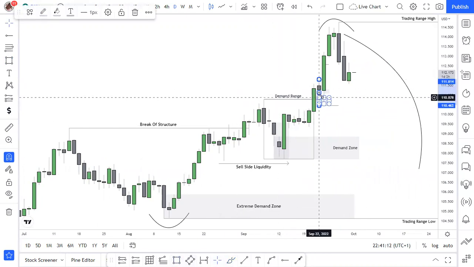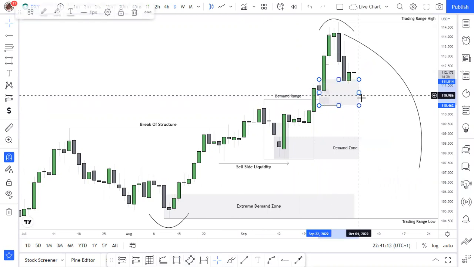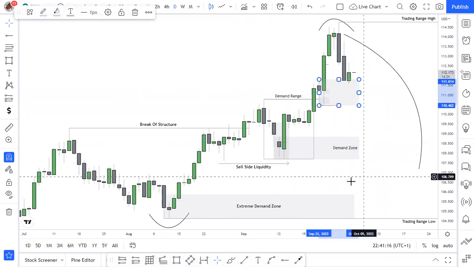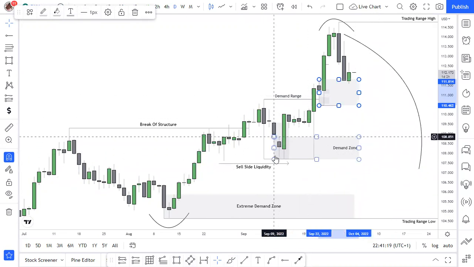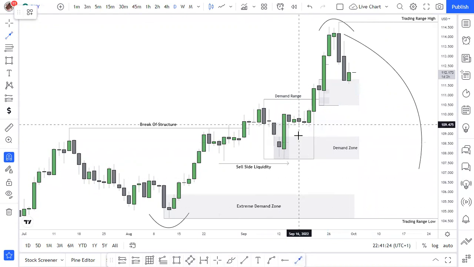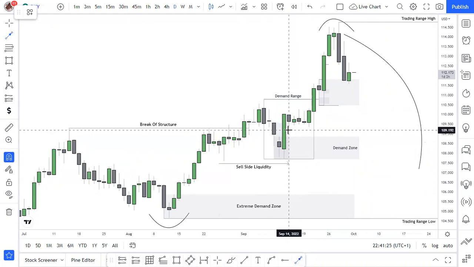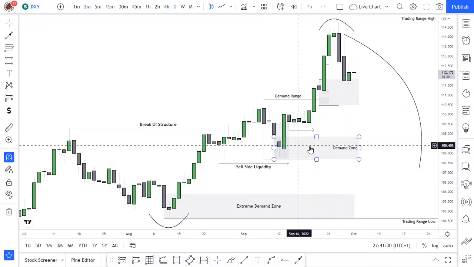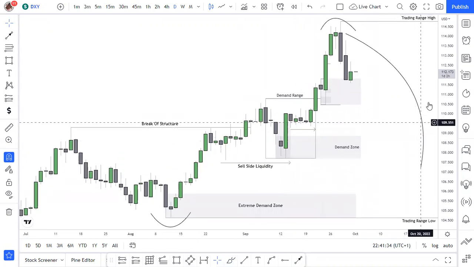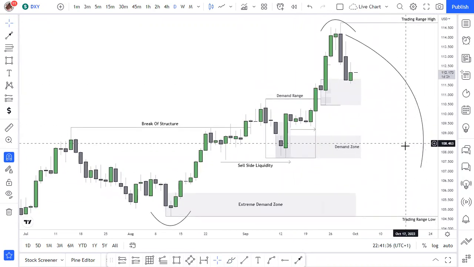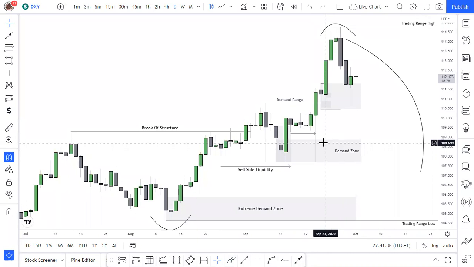So we are still expecting that pullback. We still want to see the dollar index pull back to some of these demand zones here. We can also see that we have some kind of flat lows here. So you can see we have some kind of sell side liquidity just above this demand zone. So it's something we will be looking into going into next week.